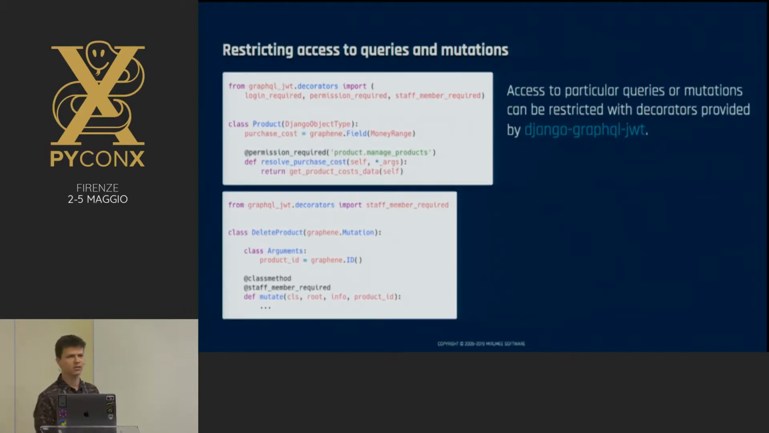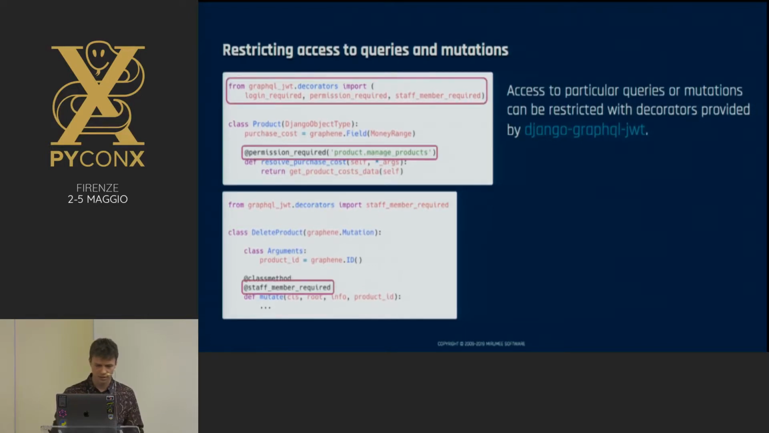So by default, in our schema in GraphQL, all fields are public, right? So people can query for every field, and sometimes you actually want to restrict access, because some of these should be used only by your dashboard application, for example. So with this library, you can use these decorators to restrict access, right?